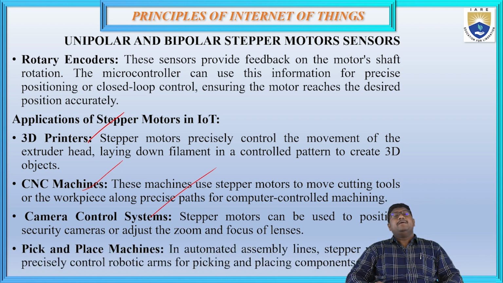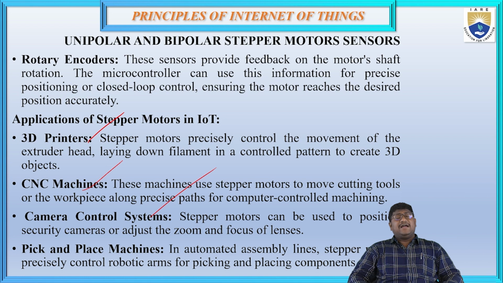And the next one is pick and place machines. In automation assembly lines, stepper motors precisely control robotic arms for picking and placing components. Generally, this is done in industries for carrying goods.